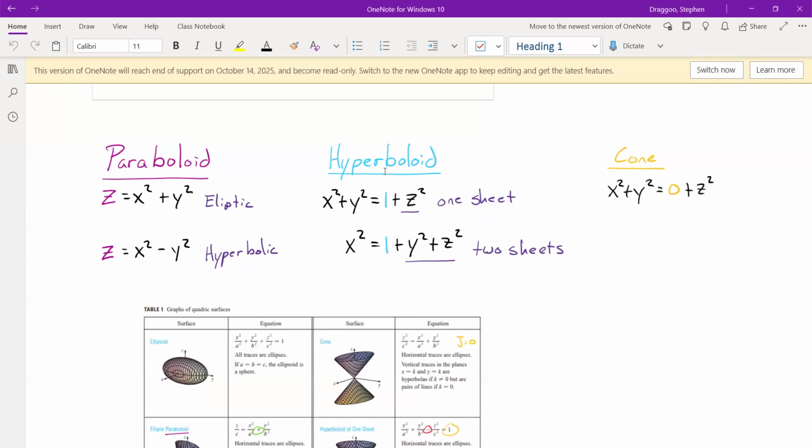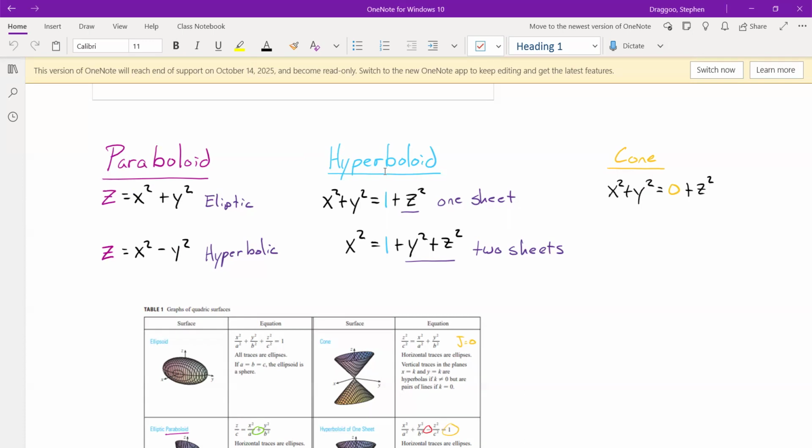I don't remember which one I said now. The paraboloids are easy to identify, that's what I want to say, because they're the only ones that have a linear term in them. A linear term with a square term looks like a parabola, so they're the paraboloids. You can determine elliptic versus hyperbolic based on the signs of the square terms. If it looks like a circle, it's elliptic. If it looks like not a circle, it's hyperbolic.